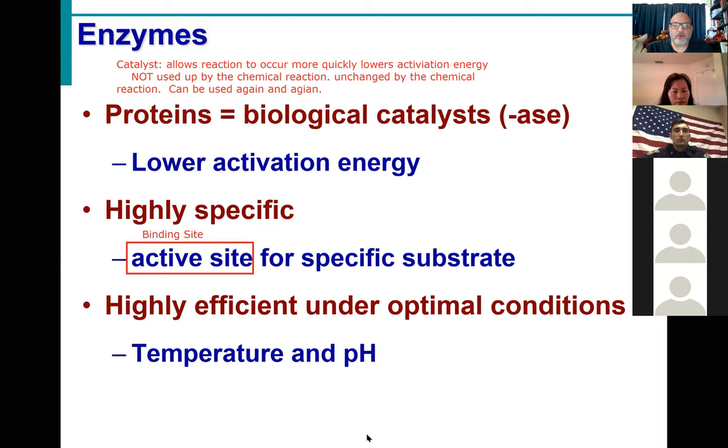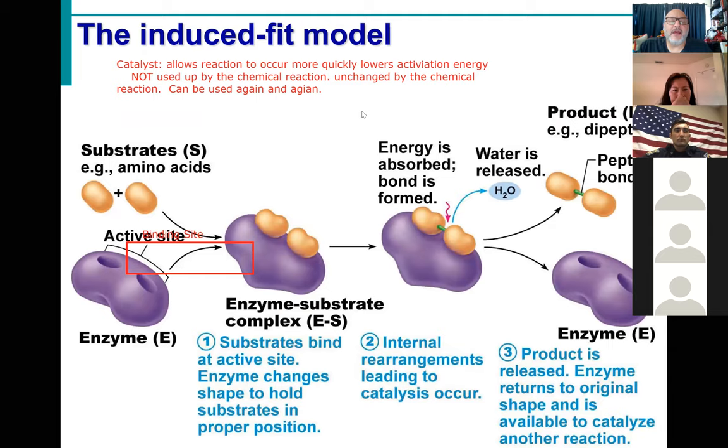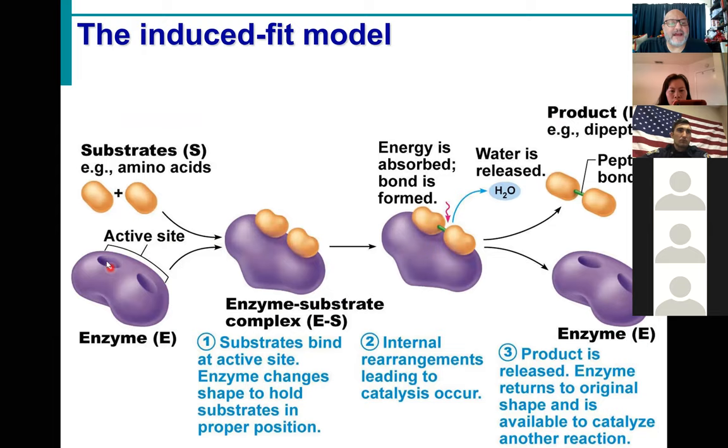All right. Your book's got a really nice picture that does a good job of illustrating this process. Notice we have a big globular protein here that has a couple holes. That is the active site or the binding site, where in this case, two amino acids are going to bind. When they bind here, the enzyme facilitates the chemical reaction, forming the peptide bond between them with dehydration synthesis. Our now polypeptide goes away and our enzyme is unchanged by the process. And your textbook does a decent job of showing this here.